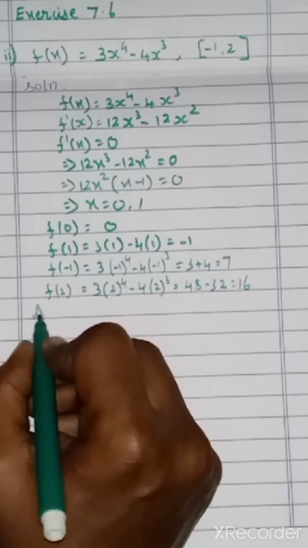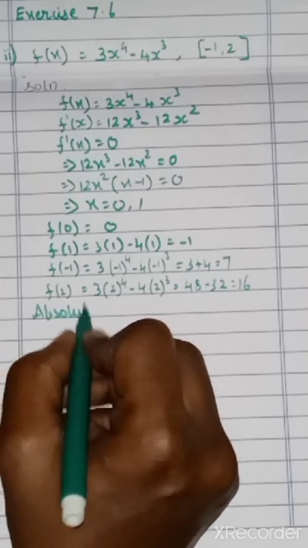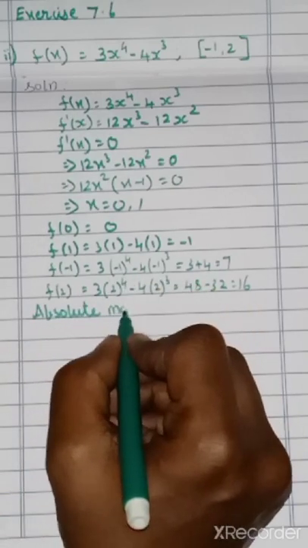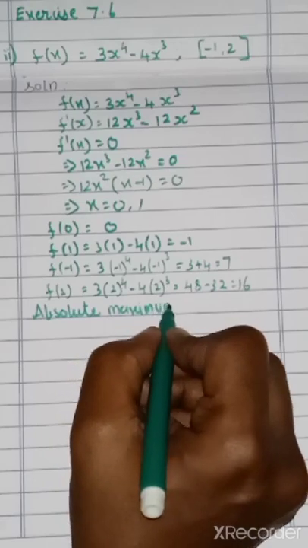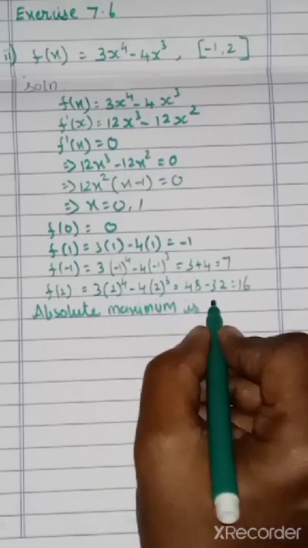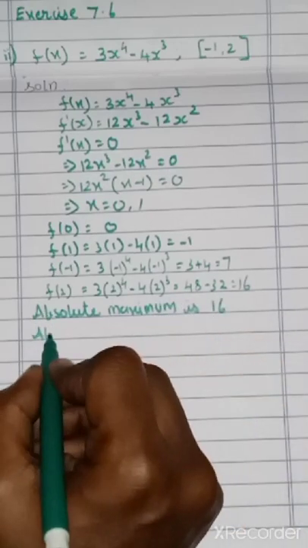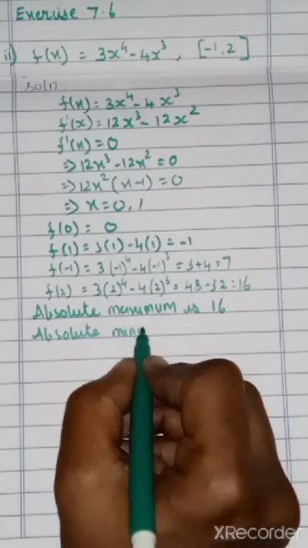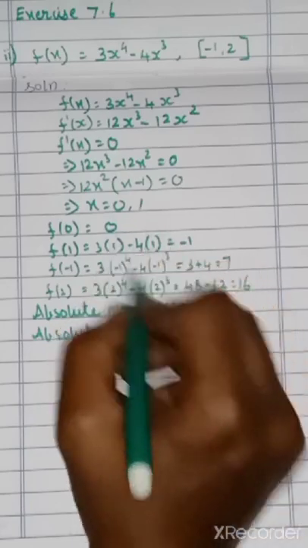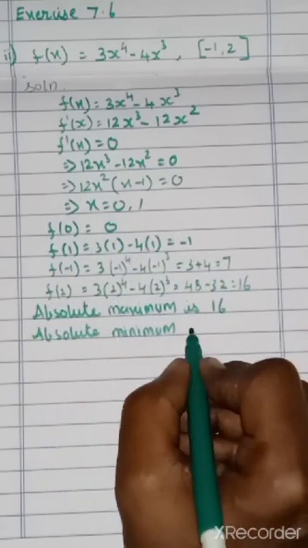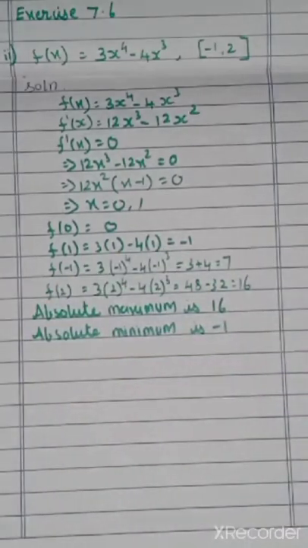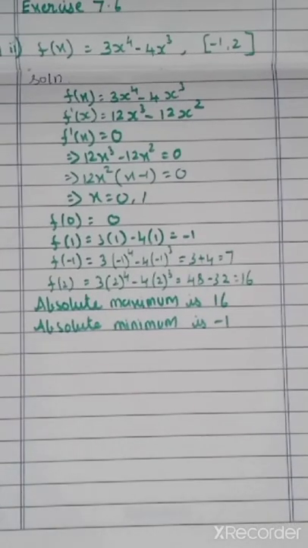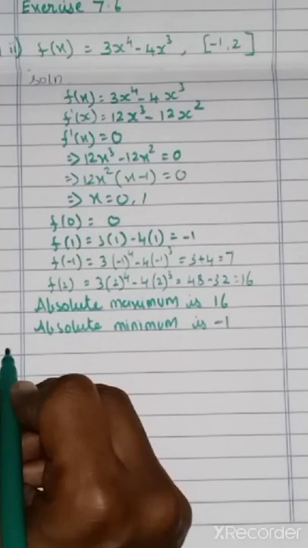Therefore, the absolute maximum is 16, and the absolute minimum. What is the minimum value here? Minus 1. So the absolute minimum is minus 1. This is your final answer. So is that clear how we proceed? Okay, next problem. Third subdivision.